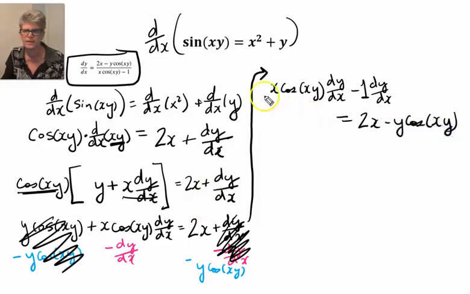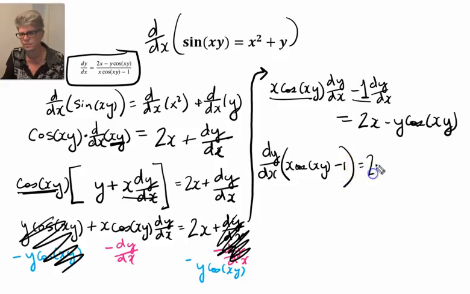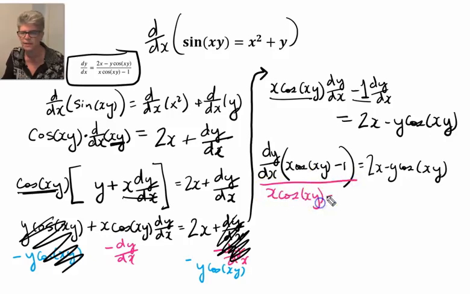Okay. Now over here on this side, I'm going to factor out the dy dx's. That's the whole reason why I had dy dx's on the left-hand side. So I'll be left with x times cosine of xy minus 1. Now the goal is to get dy dx by itself. I have dy dx times something, so I'm just going to divide both sides by whatever it's multiplied by.